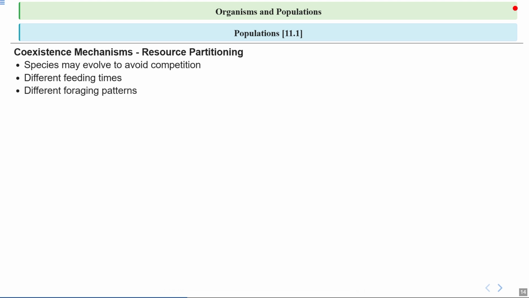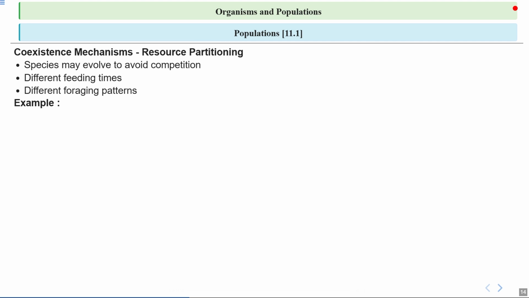So they have different foraging patterns. Their behavior is different. Two species are living in the same area, but they are feeding at different times, or they might search for food in different places or in different ways as well. So they have different foraging patterns as well.